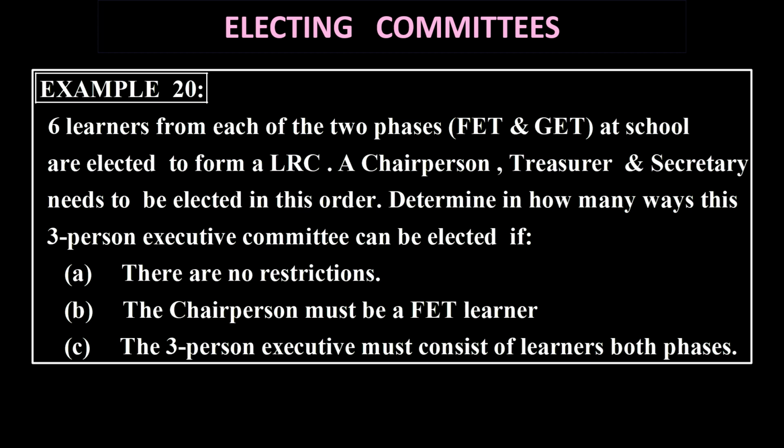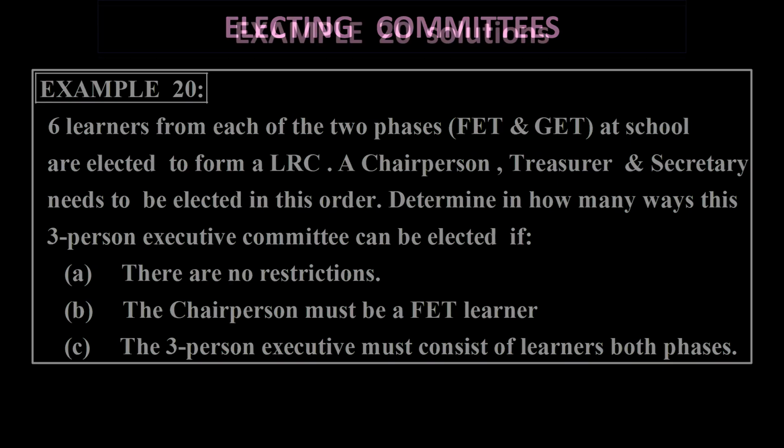So here we have some questions. Determine in how many ways this 3-person committee can be chosen if there are no restrictions. And here we have the chairperson must be an FET learner, right? And then a 3-person committee must consist of learners of both phases. Otherwise, it can't just be the FET learners on the committee or just the GET learners. So let's look at that.